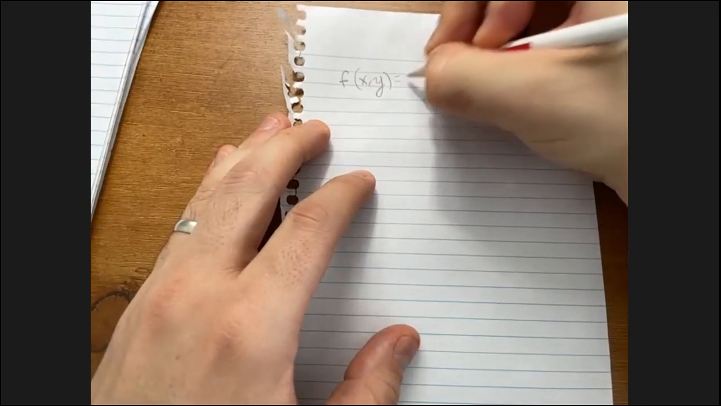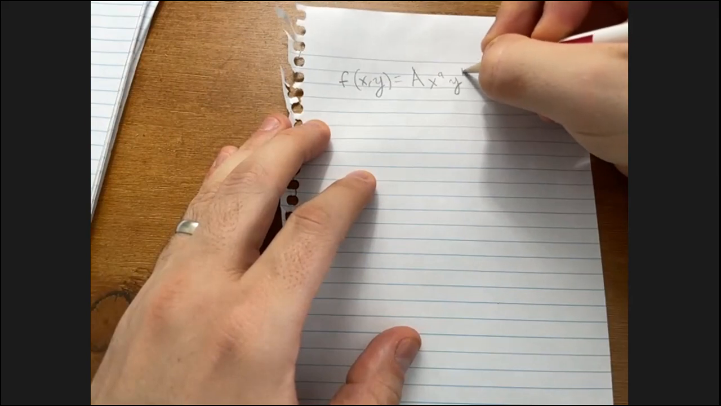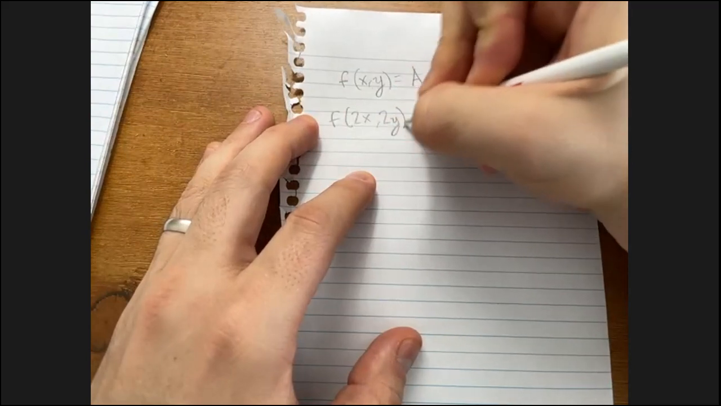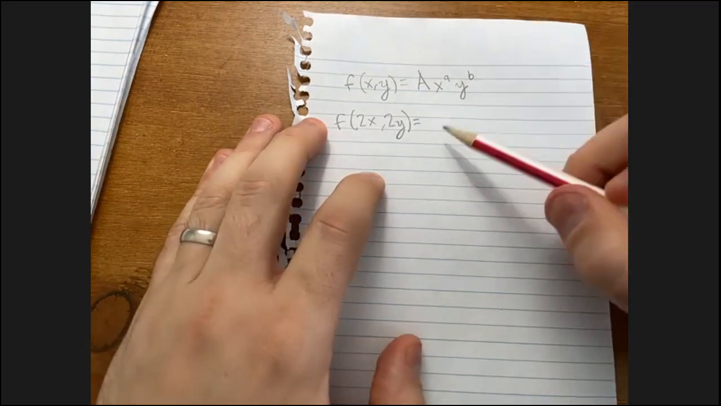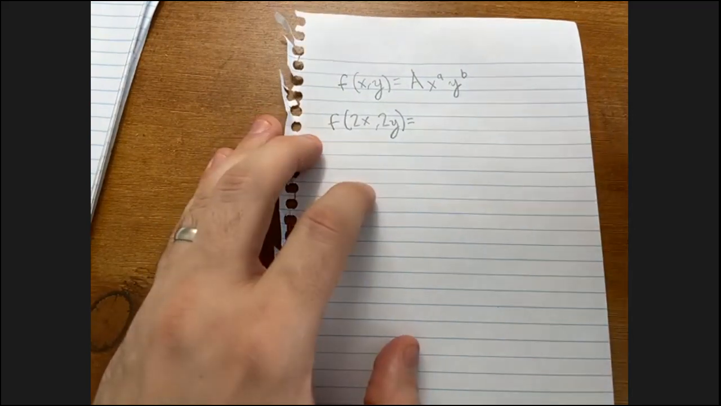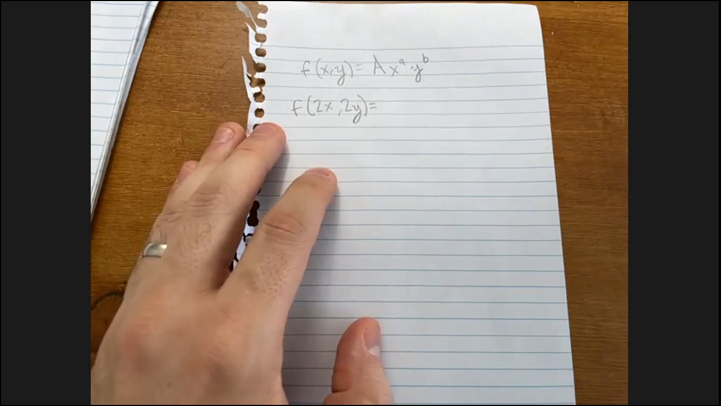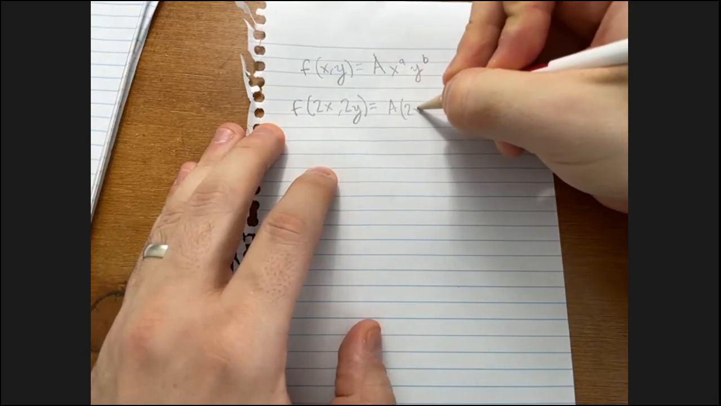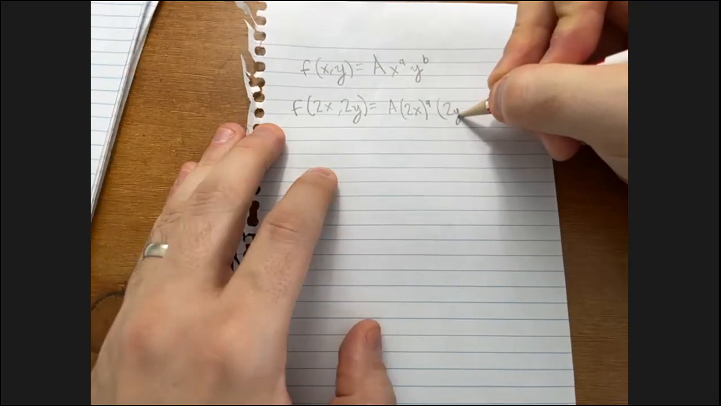F of x y equals A x to the a y to the b. Now I'm asking you, what is f of 2x and 2y? Can you tell me what belongs here? I think you were answering it, Kai, weren't you? Yeah. Okay. Can you see what I'm writing? Yeah, I can see. Just A times 2x to the a, and then 2y to the b.